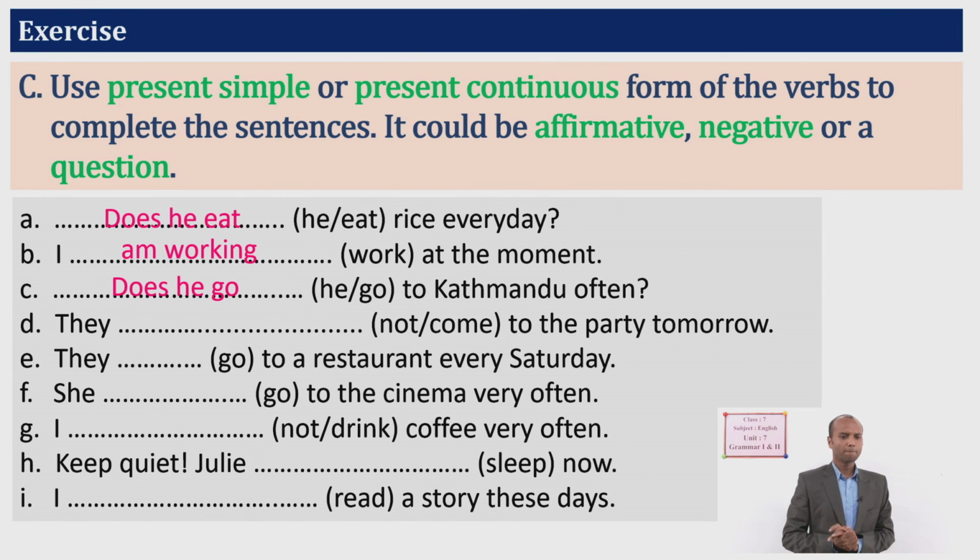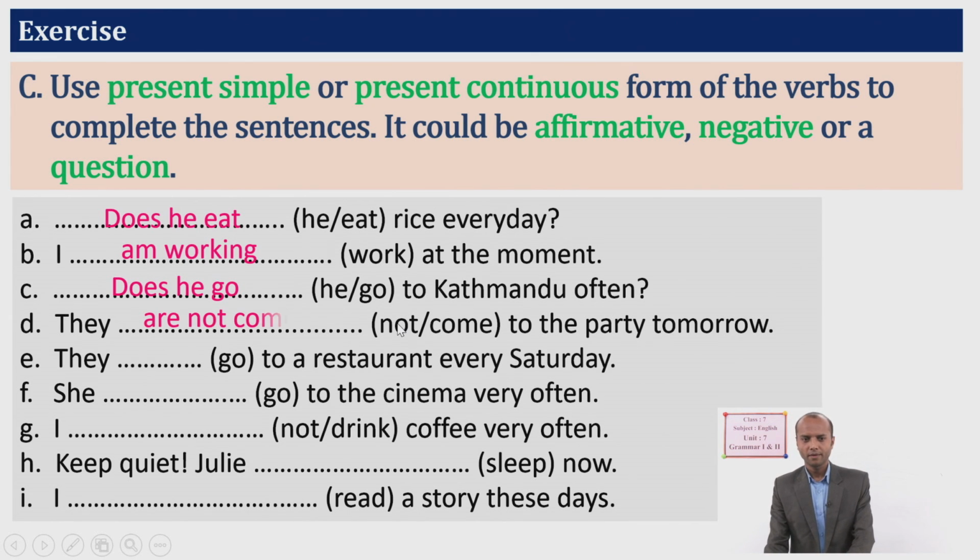Next sentence, they dot dot dot not come to the party tomorrow. Fixed activity. You have to use which tense? Present continuous. And they is...? Yes, they are not. Don't forget to add not here. They are not coming to the party.